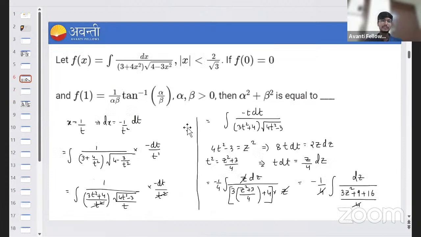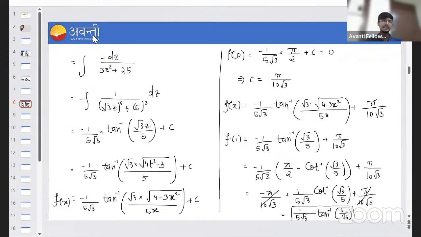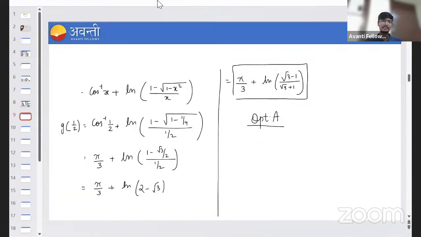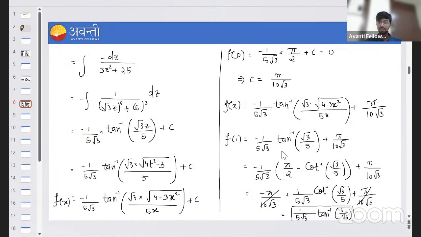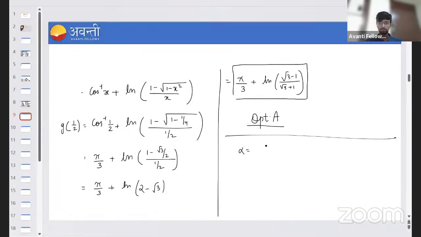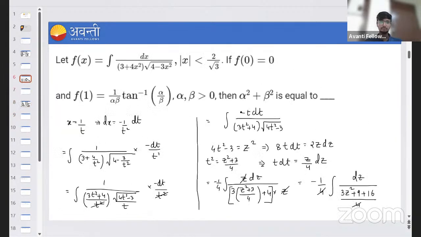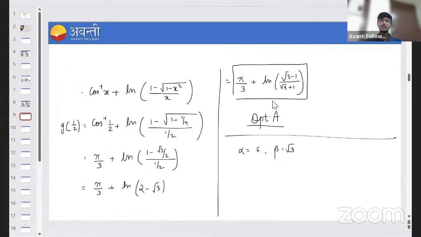And the question was 1 upon alpha beta, tan inverse of alpha upon beta. So if we compare, alpha is equal to 5 and beta is equal to root 3. So alpha square plus beta square will be 25 plus 3, which is equal to 28. This is my answer. My answer is 28. I hope you are clear. Got it?